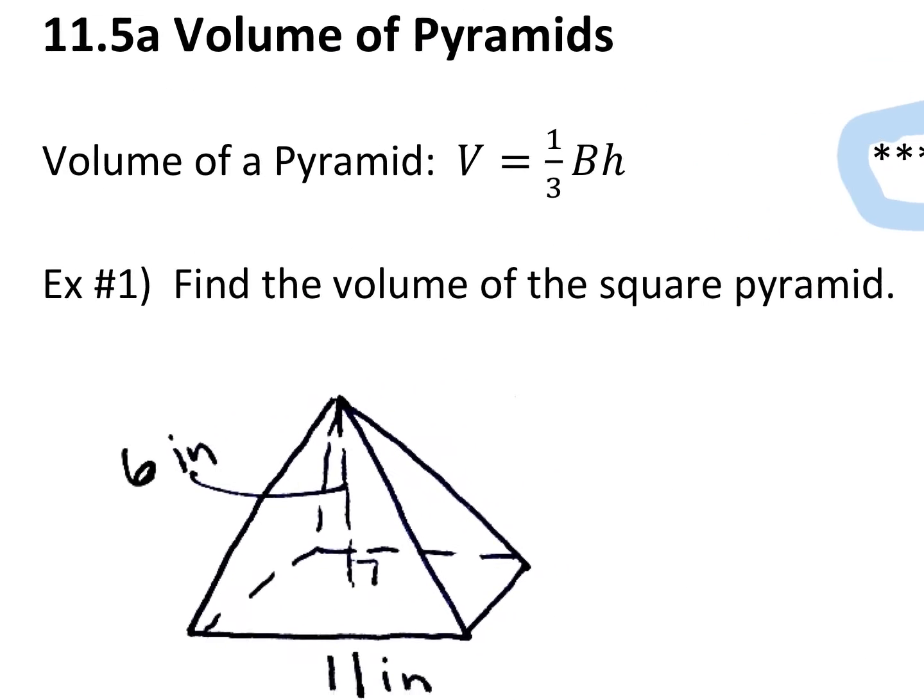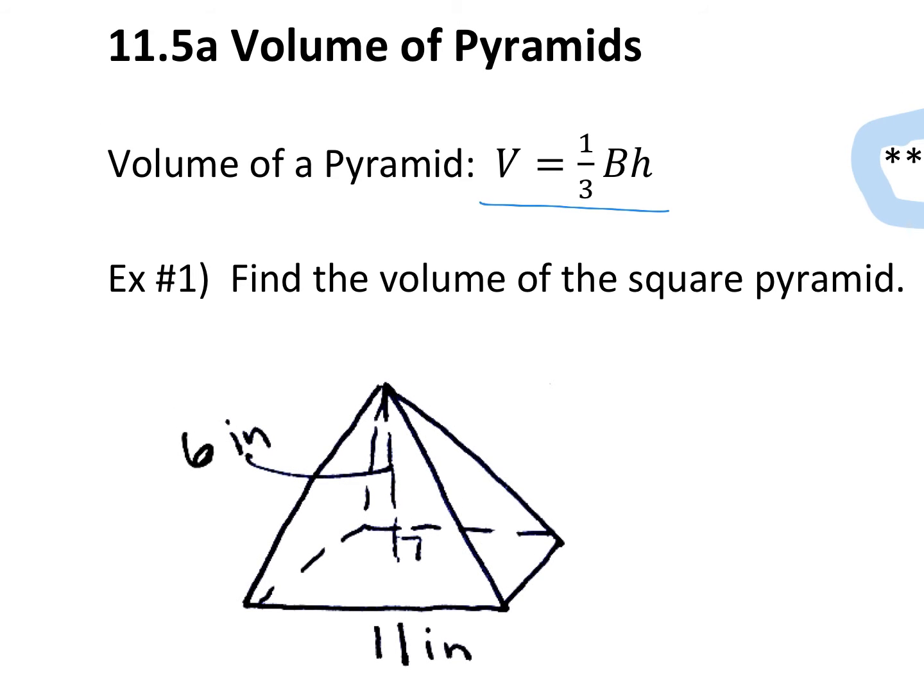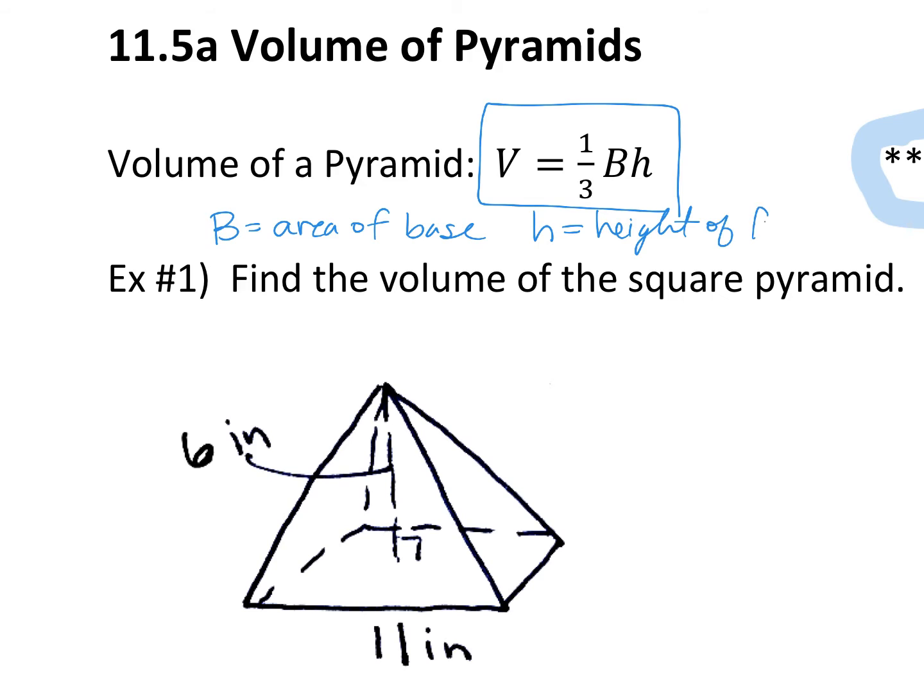Okay, so on that note, here is your formula. 1/3, what does a capital B stand for? Base. The area of the base. Okay, what does H stand for? The height of the figure. Okay, in this case, the height of the pyramid. What I need you to pay attention to on this one is that your H is always going to be perpendicular to the base.